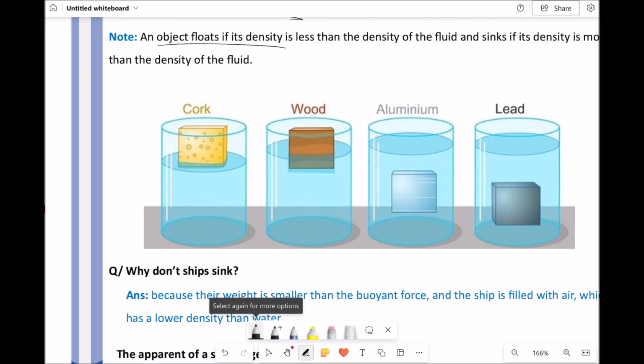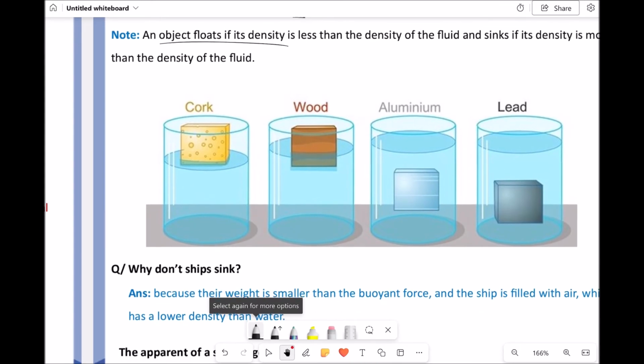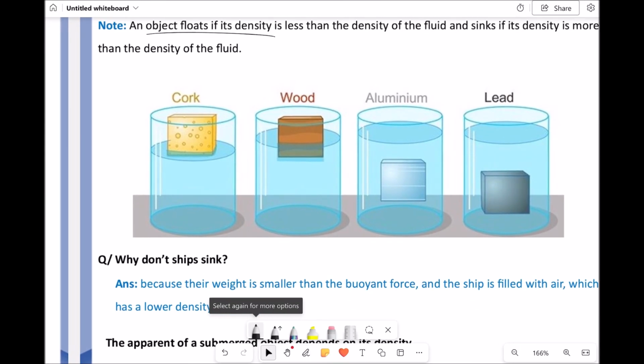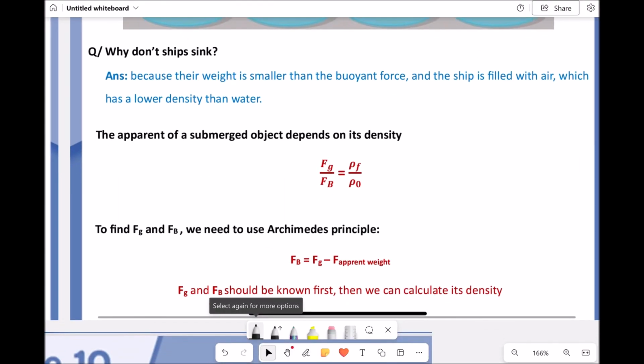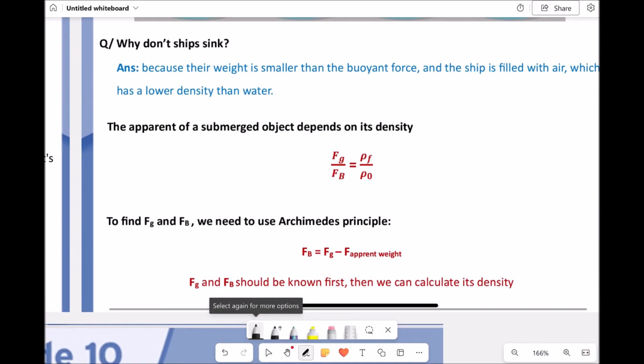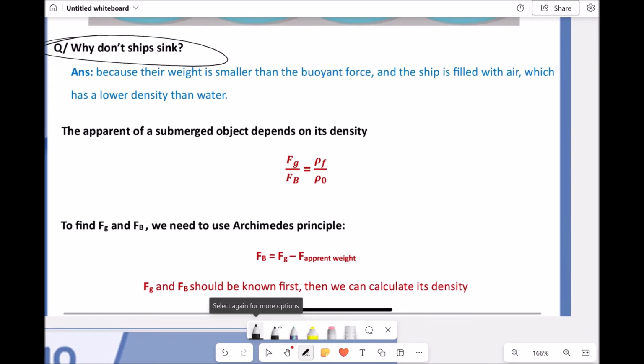We studied this one. An object floats if its density is less than the density of the fluid, and an object sinks if its density is higher than the density of the fluid. Why don't ships sink, guys? It's written here: because their weight is smaller than the buoyant force, and the ship is filled with air, which has a lower density than water.